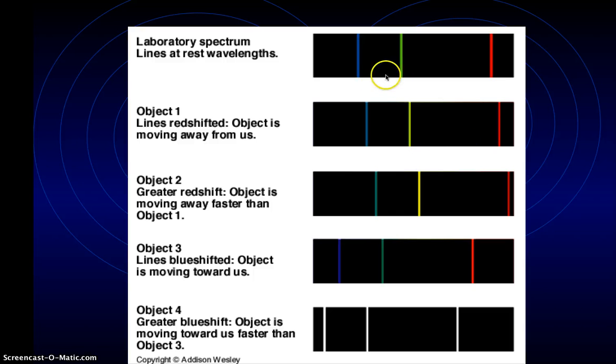And so here are some different pictures showing what the spectrum is supposed to look like. Here, you know that the object must be moving away because it's shifting towards the red. This shift here is even more, so that means it's moving faster away from us. This one down here is shifted towards the blue, and so that means it's moving towards us. This is shifted even more, and so it's moving towards us even faster.